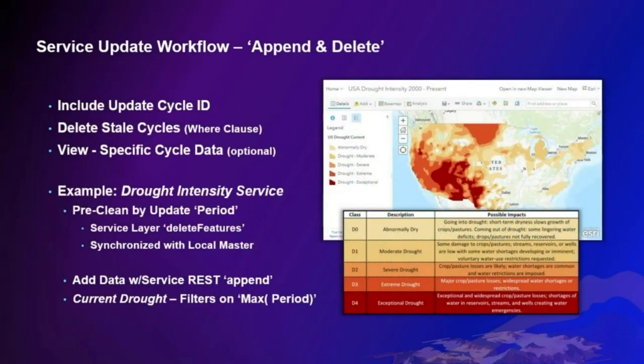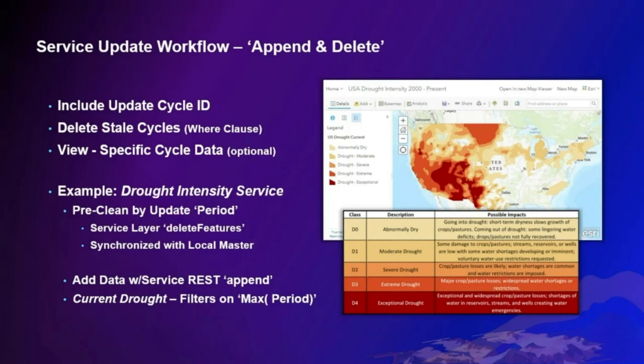Next one is append and delete. This is an interesting combination. Of course, you're using the standard append to add on new data, but then you're implementing a delete action, so you can strip off the older content. Something that's not relevant, you strip it out. In this case, you could use some kind of an update cycle. This is really up to you and how your workflow would make sense, and how it would make sense to use the data. You can delete the stale cycles.